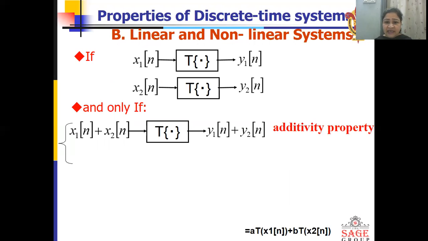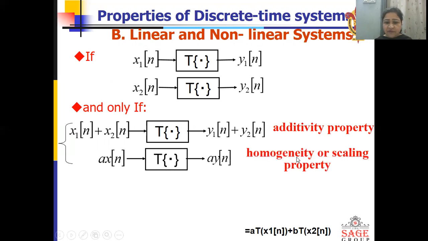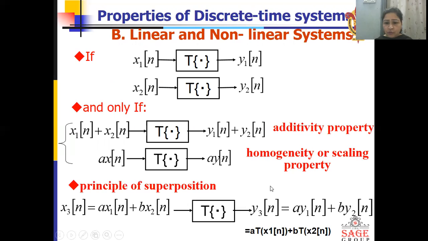Now next is linear and non-linear system. A linear system is the system which obeys or follows the superposition principle. That means it should obey the additivity property and the homogeneity or scaling property. Additivity property means, suppose I have any system whose operating function is T. Say input x1[n] is given and output y1[n] is generated. x2[n] gives y2[n] as output.